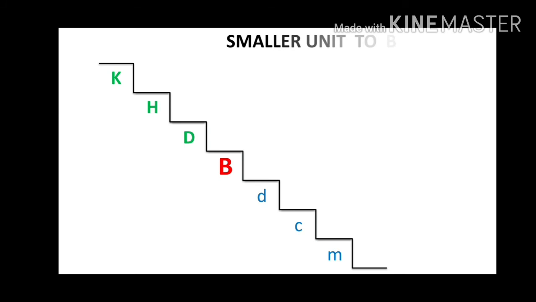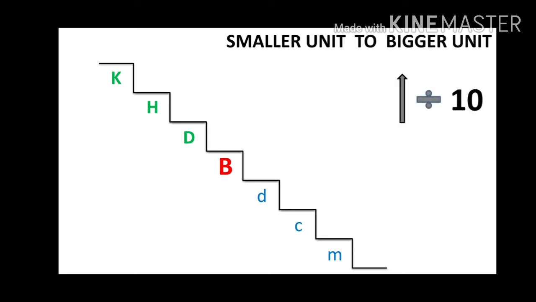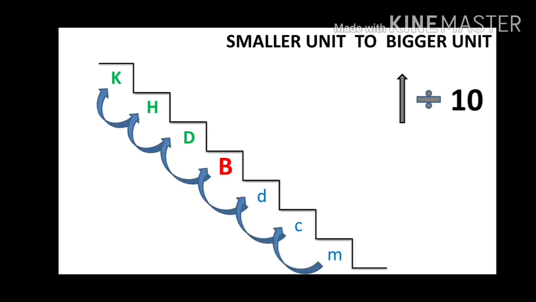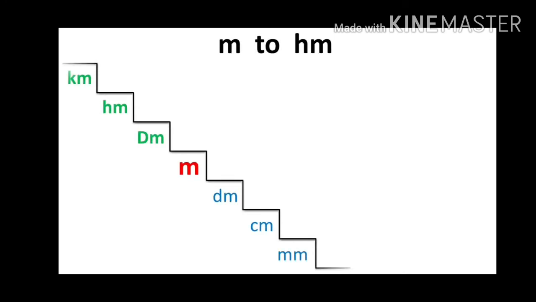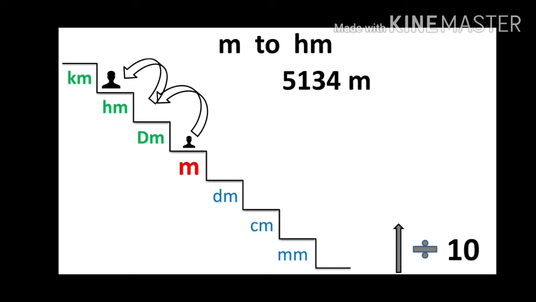Now we'll see smaller unit to bigger unit. Same thing, we know that going up is difficult, division. So for every step we go up, we will divide. Now meter to hectometer, the basic unit is meter. Let us take an example, 5134 meters. Meters to hectometer, let's count. As we are going up, we will divide. How many times? 2 steps. So we will divide by 100, 1 with 2 zeros. 2 steps, 2 zeros. Remember this one.